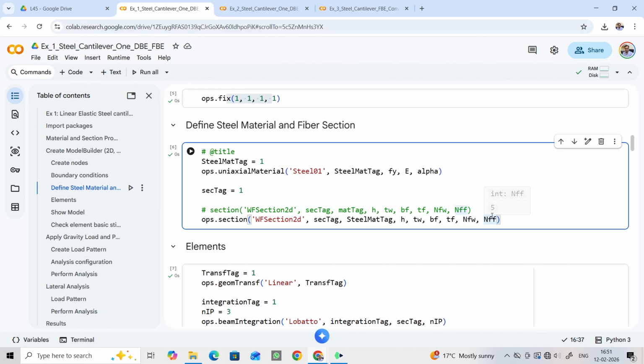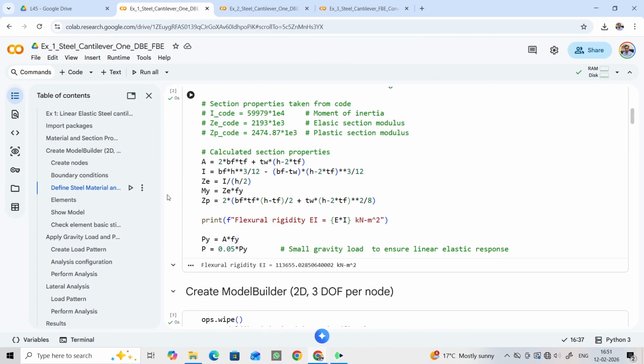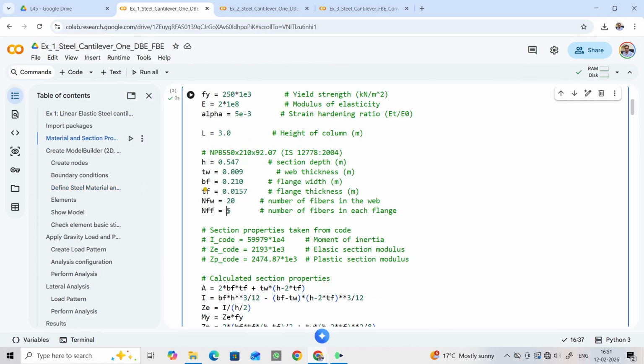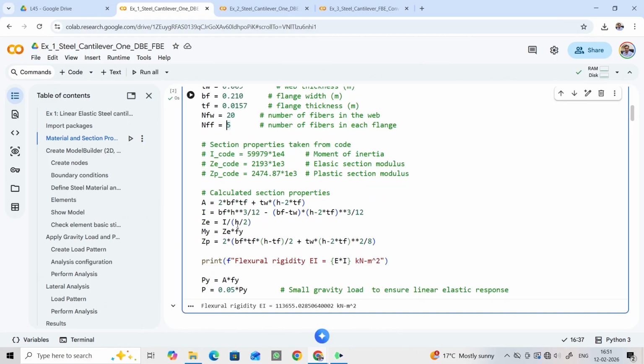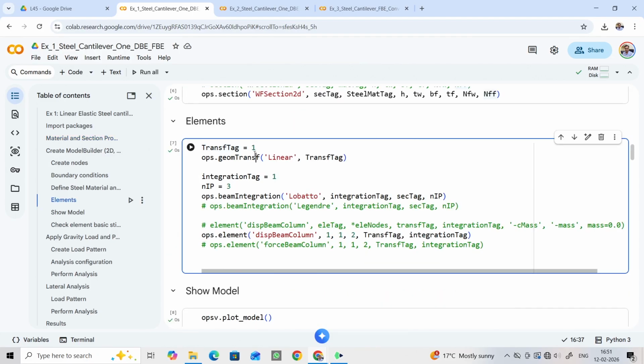If you give this, it will do the discretization. So, how many fibers are we taking? We are taking 20 fibers in the web and 5 fibers in each flange. Okay. So, the element geometric transformation remains linear. Integration tag, I am saying this is, let us say 1. Number of integration points, right now I am using 3.